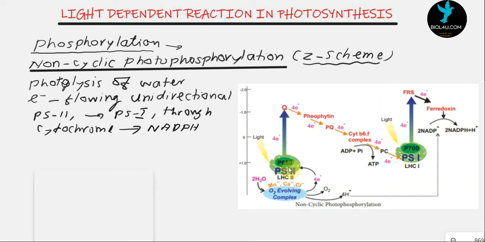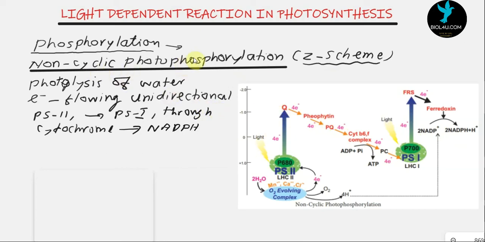So this scheme appears like a Z. See here like this: above, then below, and then it goes. So it appears like a Z, and this scheme is known as the Z scheme. In this non-cyclic photophosphorylation, one molecule of ATP is produced and 2 molecules of NADPH are produced. This ATP and NADPH will be utilized for the reduction of carbon dioxide in the second phase of photosynthesis, that is known as the dark reaction. That will be explained later. So that is the non-cyclic photophosphorylation.